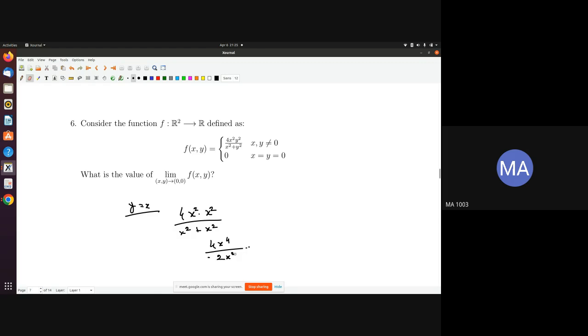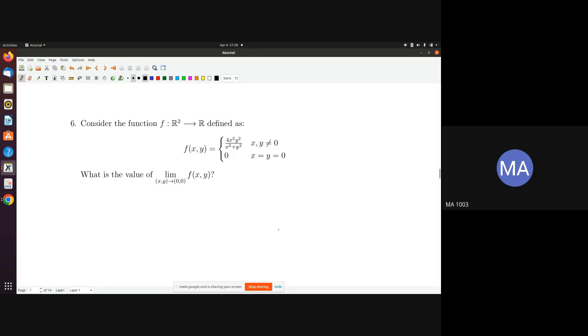So basically, what some of you have already guessed is that whatever path I choose here, every path will give me 0. But that does not give me a proof, right? Because there are infinitely many such paths, and I am checking only finitely many.